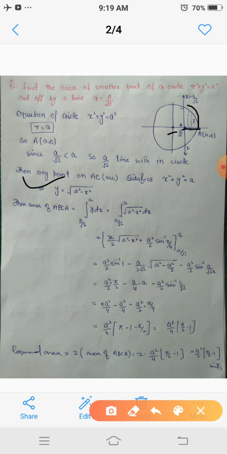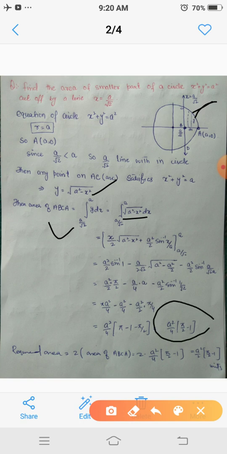Now here the value of x goes from a by root 2 to a. So if we consider this vertical strip with height y, its area is y dx. The area of this portion ABCA, that is this very portion in the first quadrant, is the integral of root a square minus x square from a by root 2 to a. Now this is a standard integral, its value is x by 2 root a square minus x square plus a square by 2 sine inverse x by a, with limits a by root 2 to a. Now substituting these values, we simply get a square by 4 into pi by 2 minus 1.